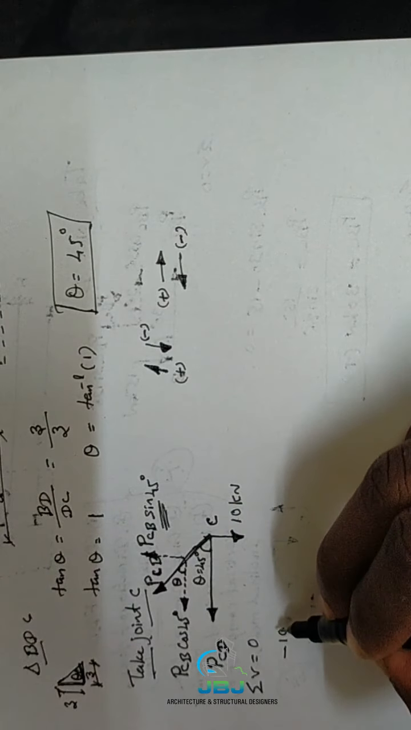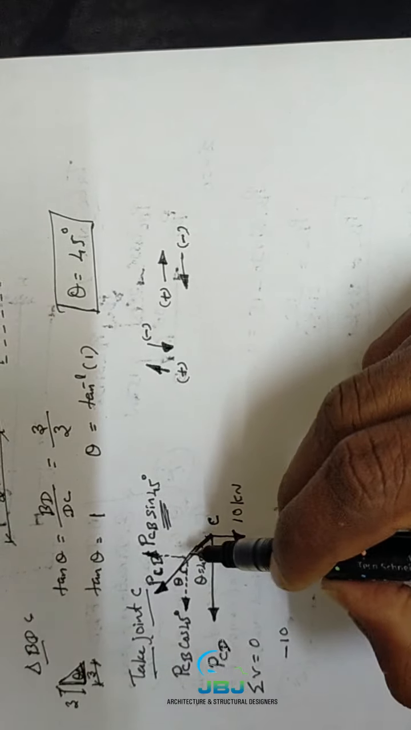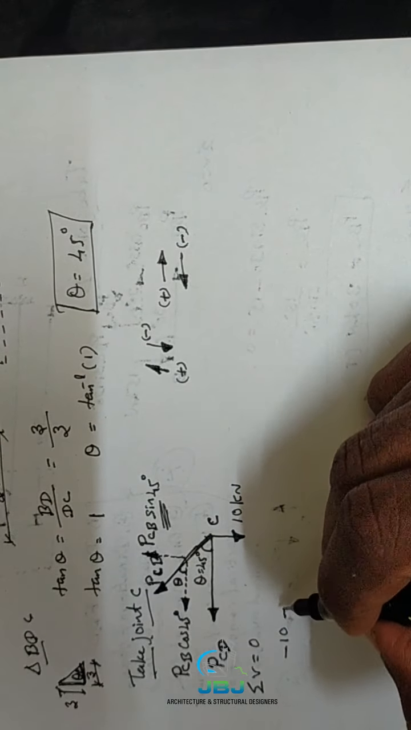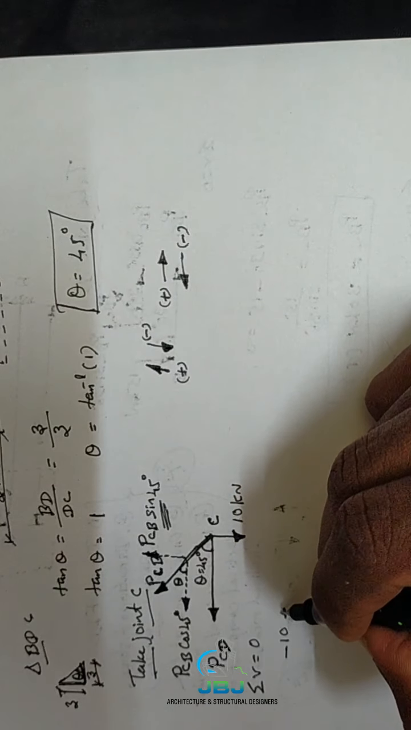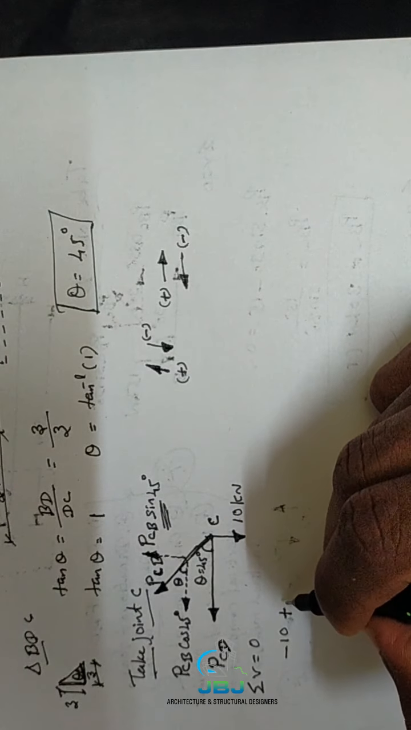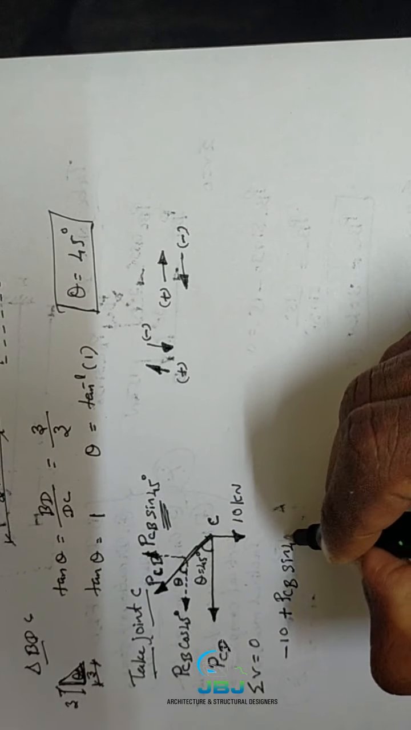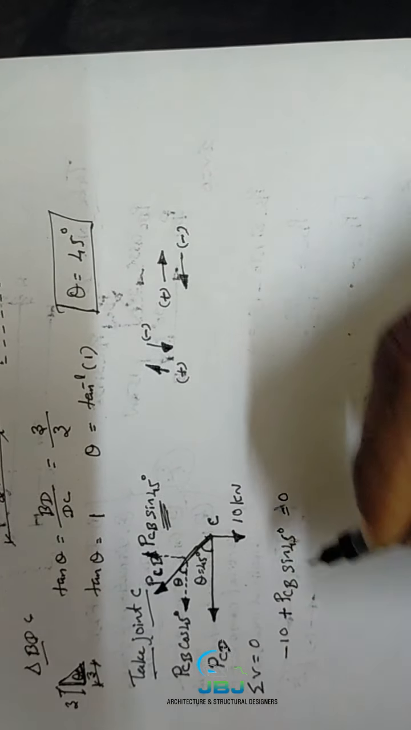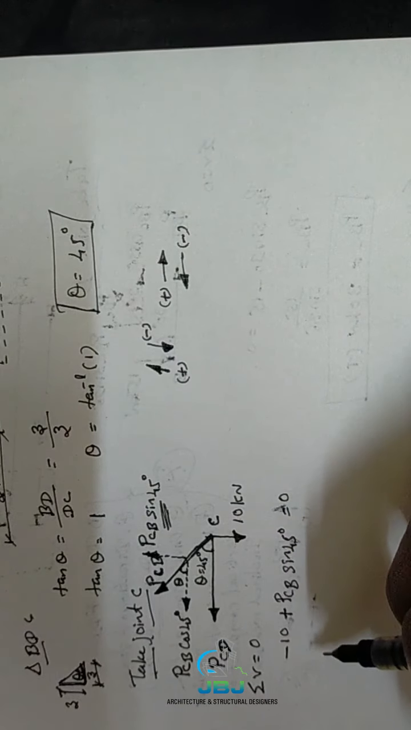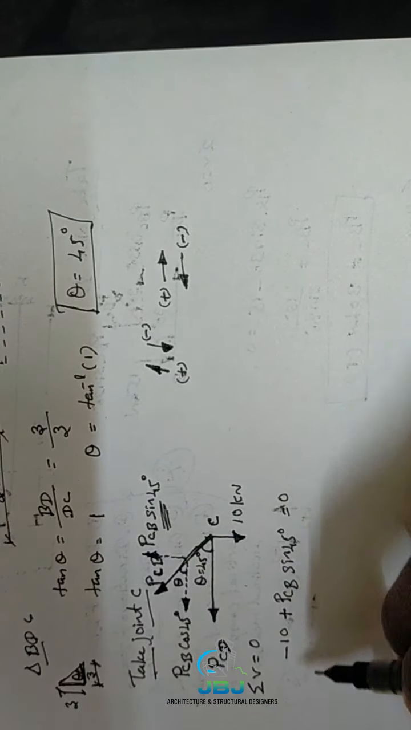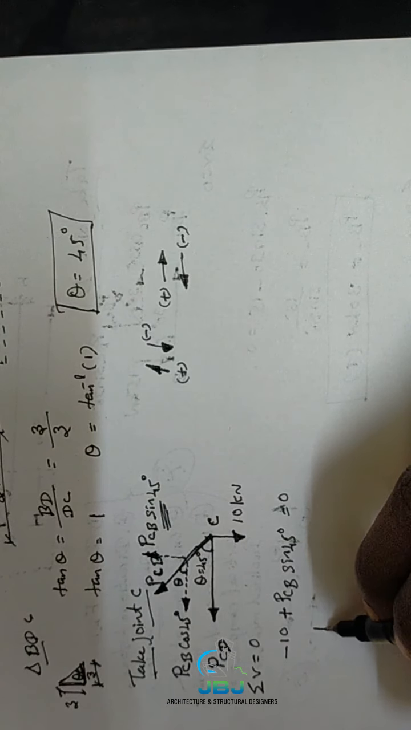So minus 10. One more vertical component is there, which is acting towards the upward direction, so we can put the positive sign. So plus PCB sine 45 degree, that is equal to 0. This is our condition. Okay, right? So how can we get the result of this PCB member? How can we solve this equation?